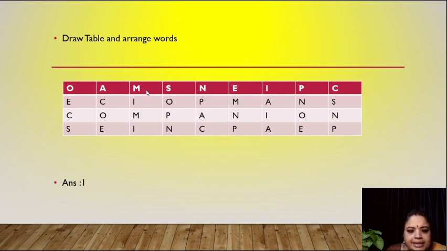You represent companion in column format, and from this you can directly represent it. C is represented as S, then O is represented as E, then M as I, P as N, A as C, N as P, I as A, then O as E, then N as P, like that. Just by looking at the columns we can directly write down the answer. So the answer will be option 1.